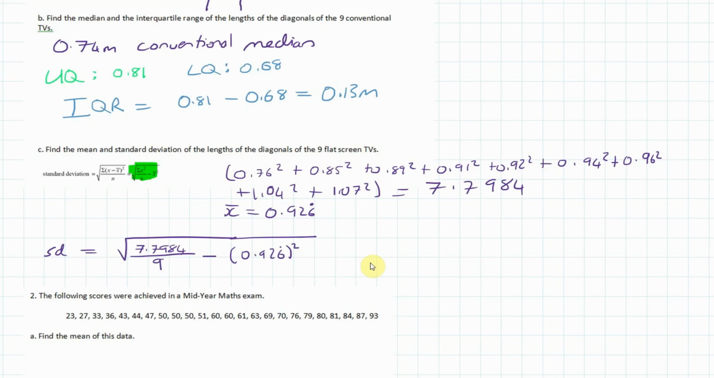7.7984 over 9. I'm going to square root the answer. And I'm getting 0.0882 to 3 significant figures, which I think is the right answer.